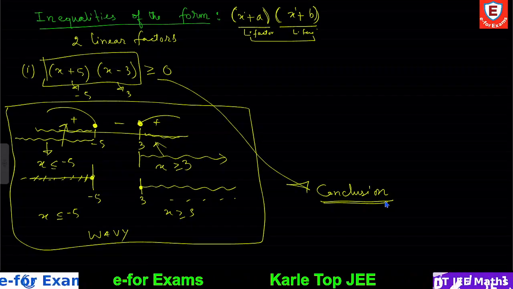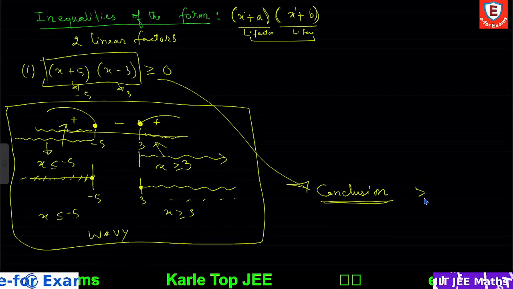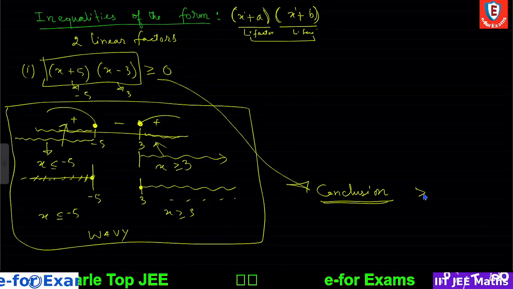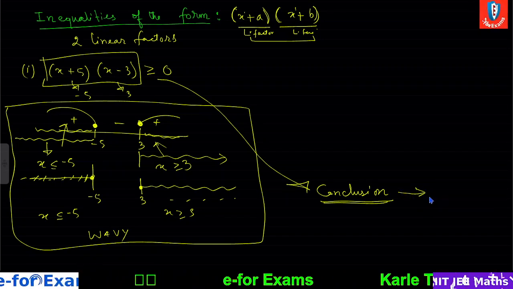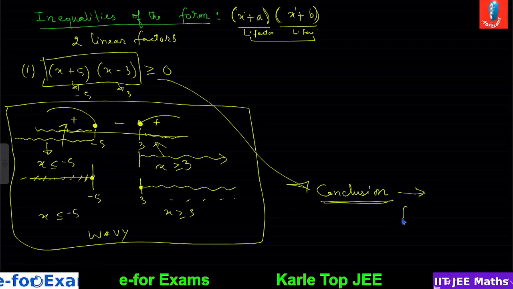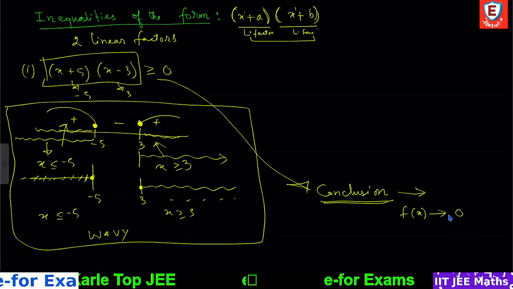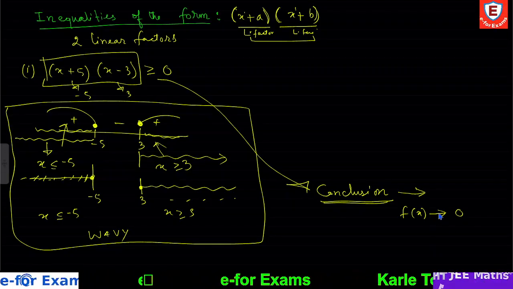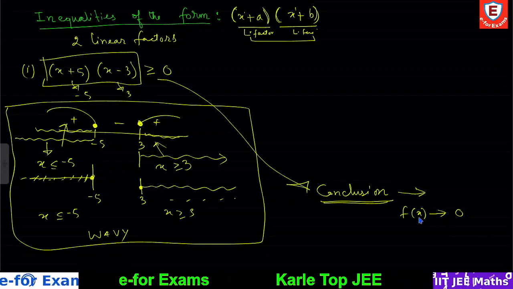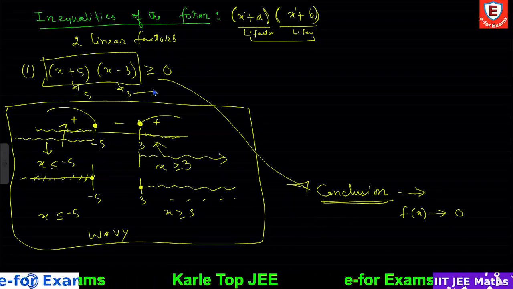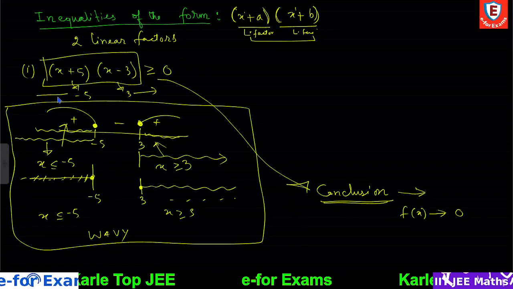If it is greater than, this means we can form an arrow, right? If the arrow is away from the function, here suppose f of x greater than 0, this means if we put a straight line here, we get an arrow. If the arrow is away from the function, it means the solution will be away from the critical points.